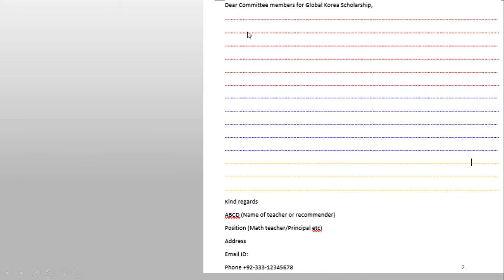Then after this short paragraph of three or four lines, he will start. I have three different colors for these lines. First paragraph, introduction. The second paragraph is about your skills, abilities, weaknesses, and positive things or strengths, right? He will mention these here, and then he will give a strong recommendation. He can write kind regards, and his name, his position, address, email, and phone number, right?